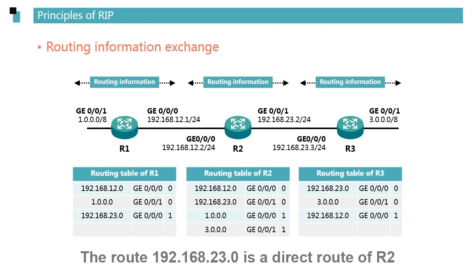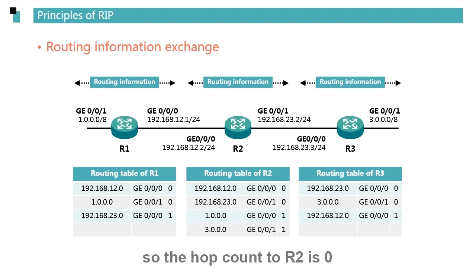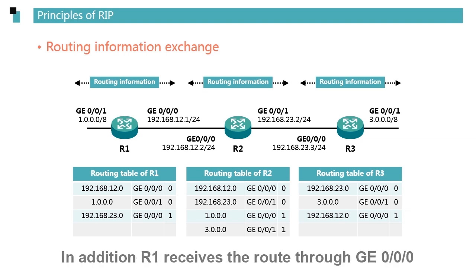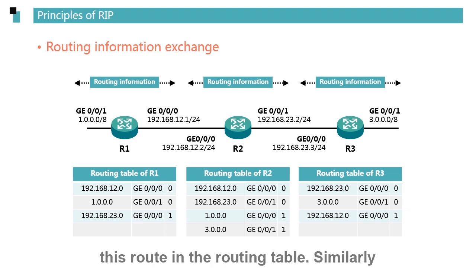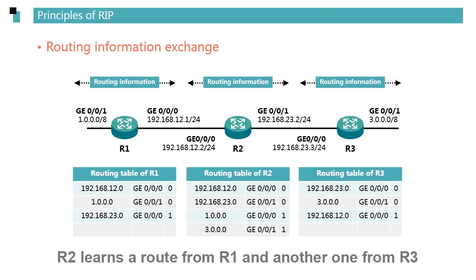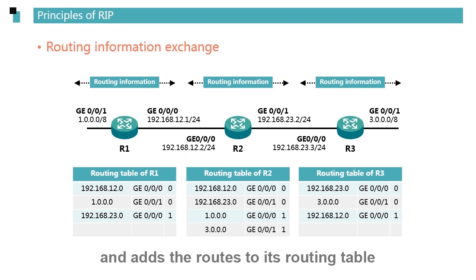The route 192.168.23.0 is a direct route of R2, so the hop count to R2 is 0. After R1 receives this route from R2, the hop count to R1 is 1. In addition, R1 receives the route through GE 0/0/0. Therefore, GE 0/0/0 is the outbound interface of this route in the routing table. Similarly, R2 learns a route from R1 and another one from R3 and adds the routes to its routing table.